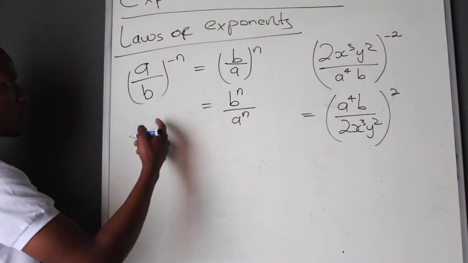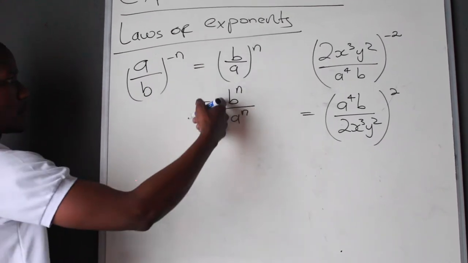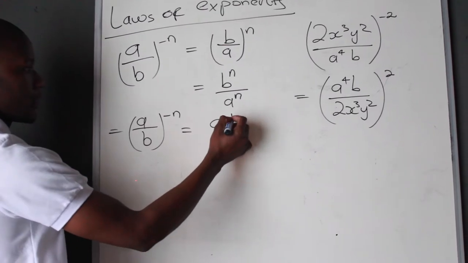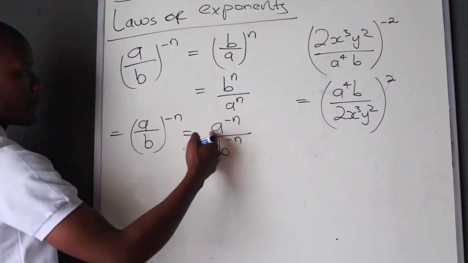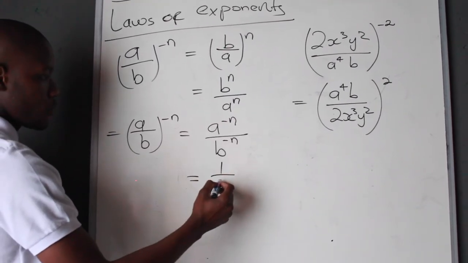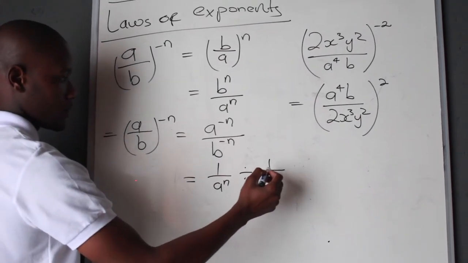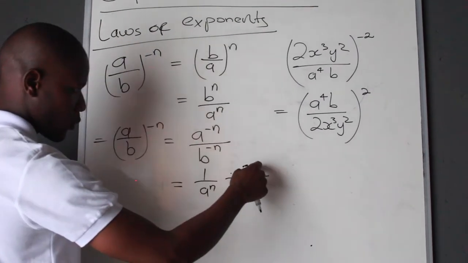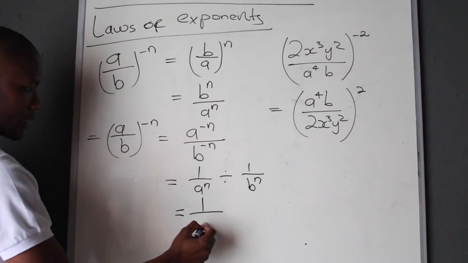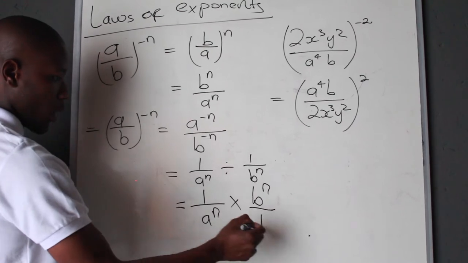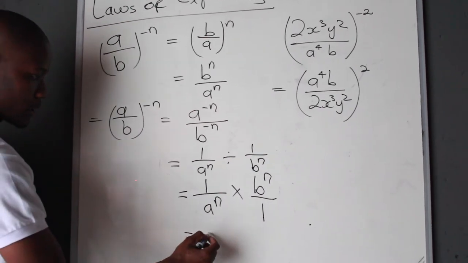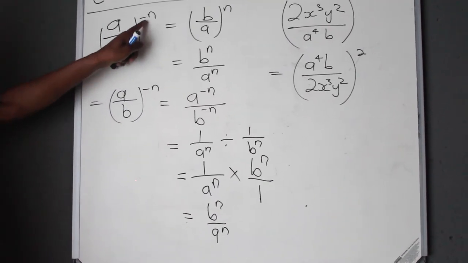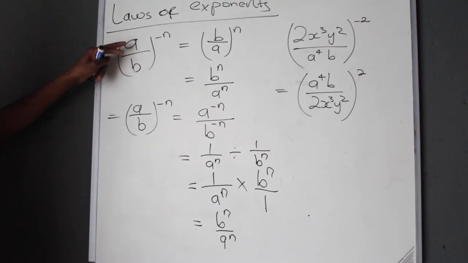Why? Check. We know (a over b) raised to the power n is going to be a to the power n over b to the power n. So (a over b) all to the power negative n is the same as a to the power negative n over b to the power negative n. And any number to the power of a negative exponent is written as a fraction. It is 1 over a to the power n divided by 1 over b to the power n. So the division sign, we change it to a multiplication sign, and then we swap 1 over b to the power n. So it's going to be 1 over a to the power n multiplied by b to the power n over 1. We multiply numerators and denominators, so it is b to the power n over a to the power n. So any fraction raised to the power of a negative exponent, we swap the numerator and denominator.